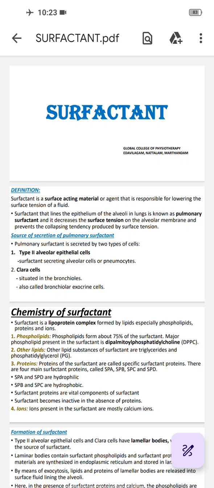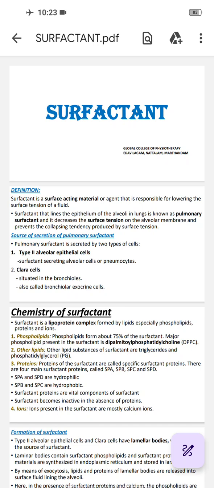So, first we will see about the definition. It is a surface acting material or agent that is responsible for lowering the surface tension of fluid inside the alveoli. So, surfactant that lines the epithelium of the alveoli in lungs is known as pulmonary surfactant, and it decreases the surface tension on the alveolar membrane and prevents the collapsing tendency produced by surface tension.